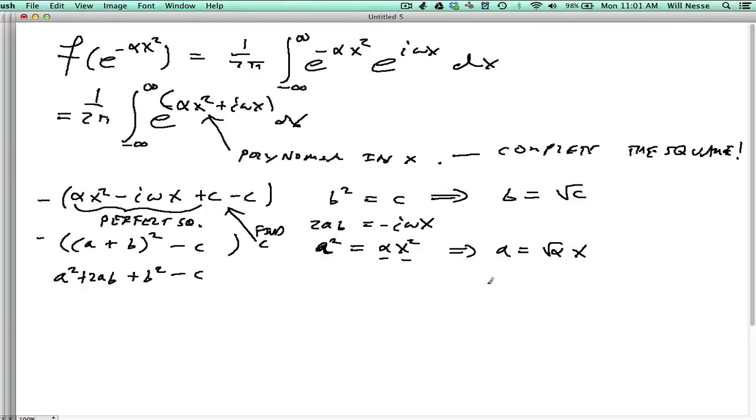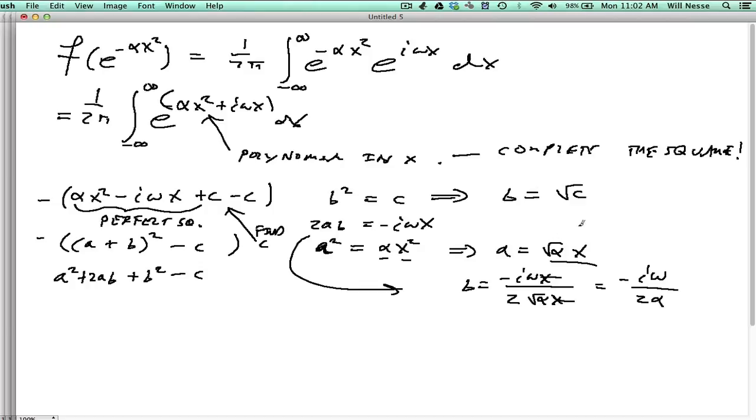And b here can be found by taking this. We know what a is, so b is equal to negative i omega x divided by 2. And now we're going to divide by a, but a is root alpha times x. And the x's cancel there. And we're left with negative i omega over 2 root alpha. Okay, and we said that b is equal to root c, so that means that if I square b, I get c, which is equal to negative omega squared all over 4 alpha. Sorry, there should be a root there, and that becomes regular alpha, not squared. Okay, that looks better.